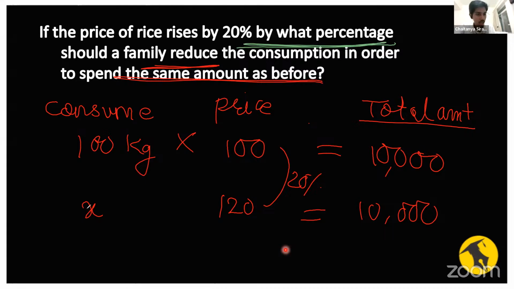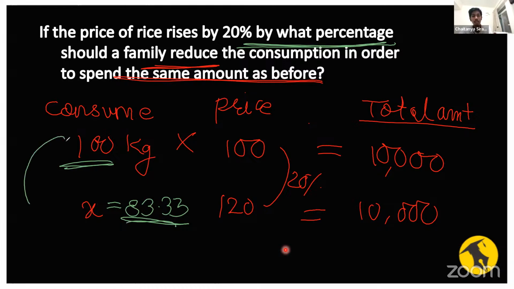So I got X as 83.33%. Initially the family was consuming 100 kgs. Now they are said to consume 83.33%. Now what is the percentage decrease? How do we find percentage decrease? I told you the formula: change upon original into 100.